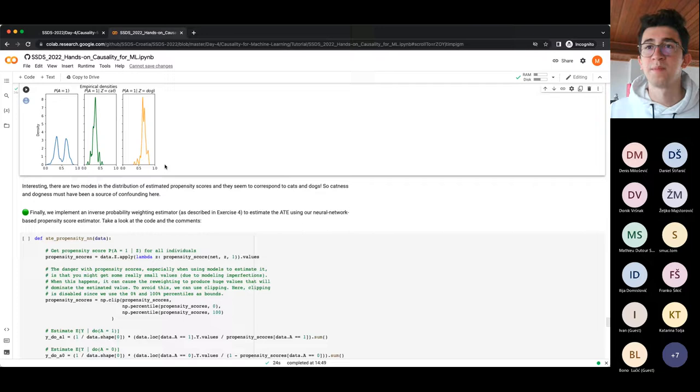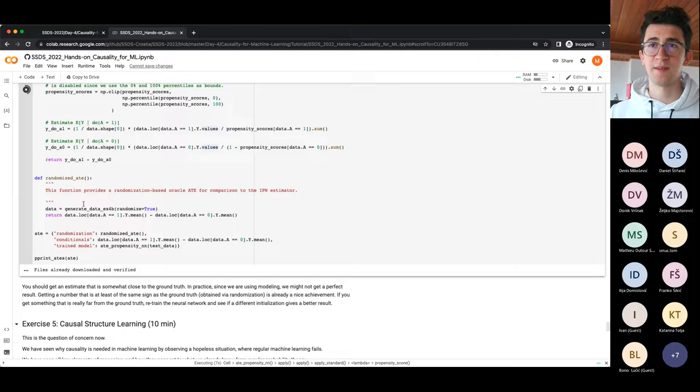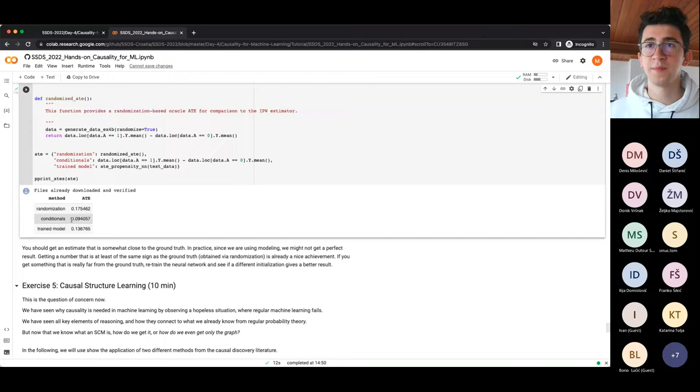And now to put our knowledge to the test, we can run our neural network to predict the average treatment effect in this special setting where we have this confounding with high dimensional data, in this case, these pixels. And what we see is the following. The conditional, in this case, again has a negative sign, while the actual true randomization would give you 0.17. And our trained model is not perfect, right? But we didn't do any special hyperparameter tuning, and again we are estimating based on high dimensional data. And here we can clearly see we are on the right track.